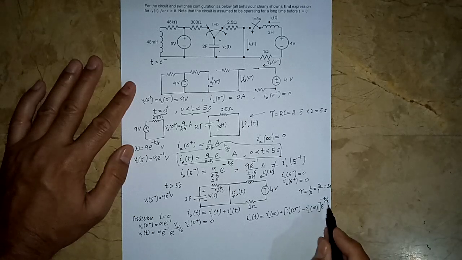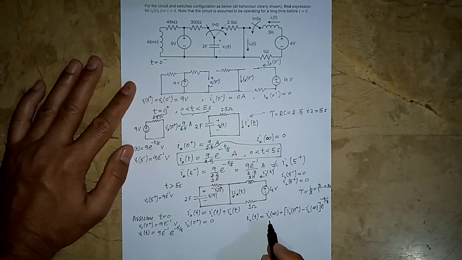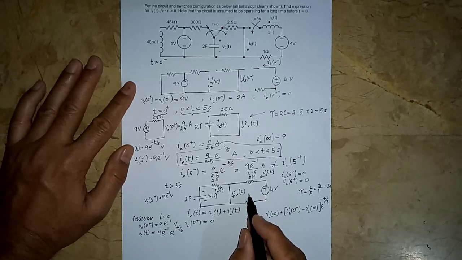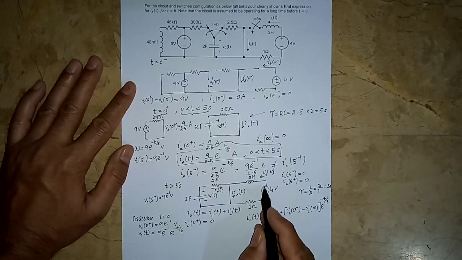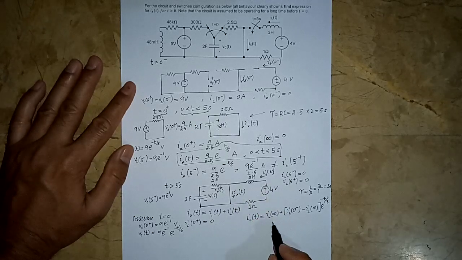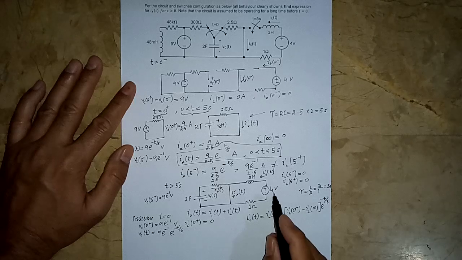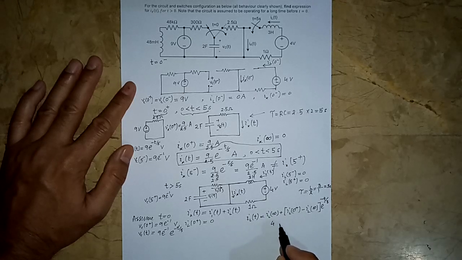So what do we get? What is IL at infinity? If this circuit is allowed to operate for a long time, this is going to become short, and I hope it's very easy for you to see that IL infinity would therefore be equal to 4 over 1. So it's 4 plus 0 minus 4 e raised to the power minus t over 3. So this will be the expression for IL(t) if the switching is at 0.